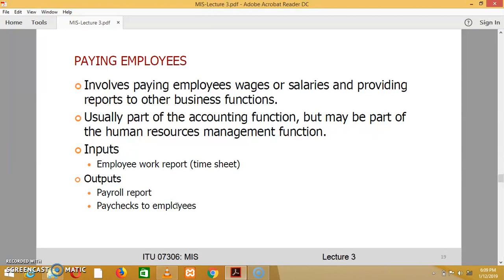Now we pay our employees. This is another very important information processing. Thus we pay our employees, and this involves the employee work report, timesheet, and the payroll report, showing how the employee worked, and the paycheck to employees. Then we give the employee a check. This is how the business works.